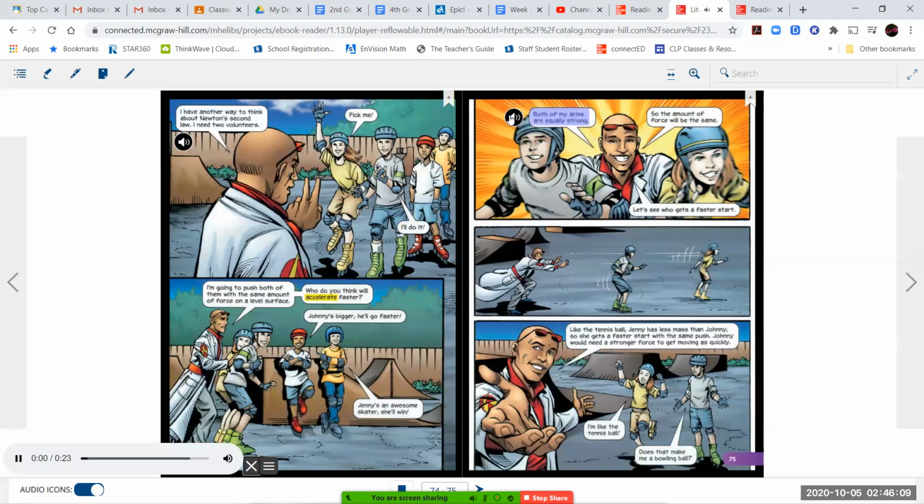Both of my arms are equally strong, so the amount of force will be the same. Let's see who gets a faster start. Like the tennis ball, Jenny has less mass than Johnny, so she gets a faster start with the same push. Johnny would need a stronger force to get moving as quickly. I'm like the tennis ball. Does that make me a bowling ball?